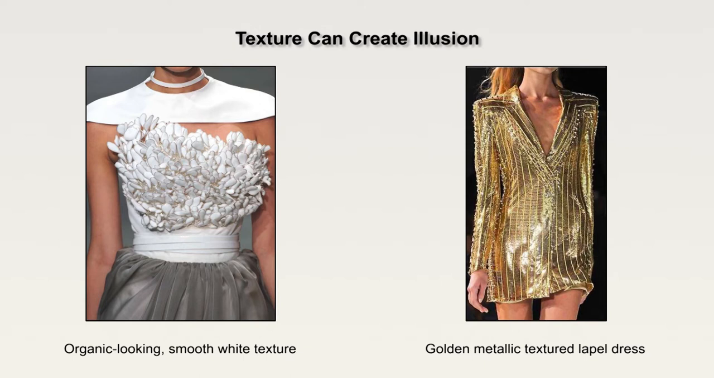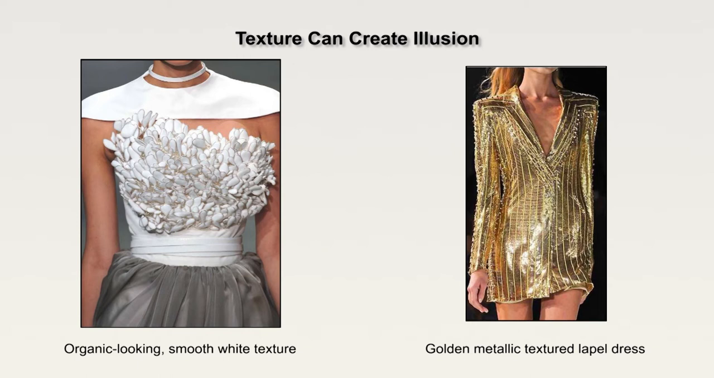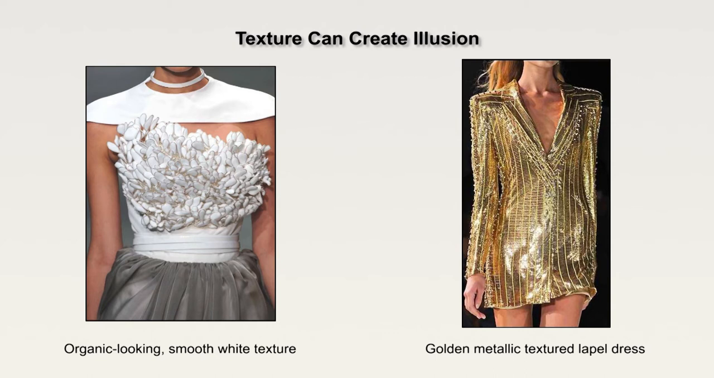What we see here in the picture on the left is an organic looking smooth white texture. On the right is a golden metallic textured lapel dress.